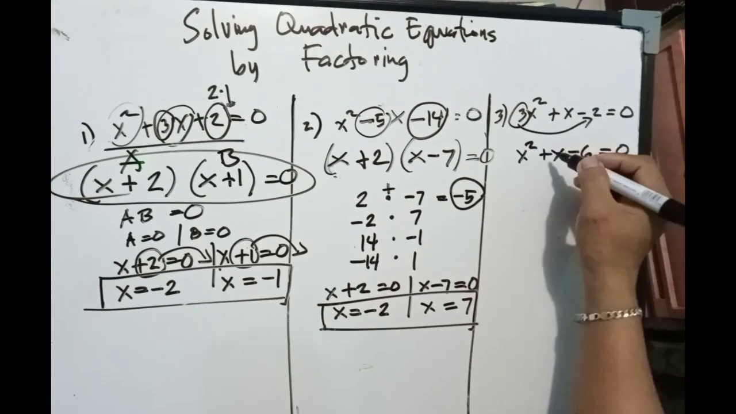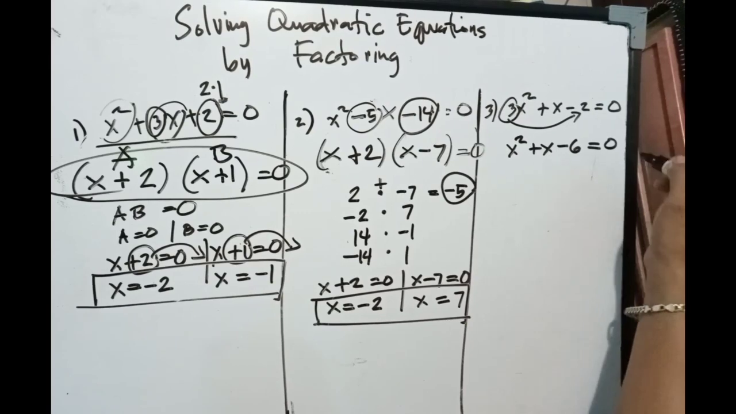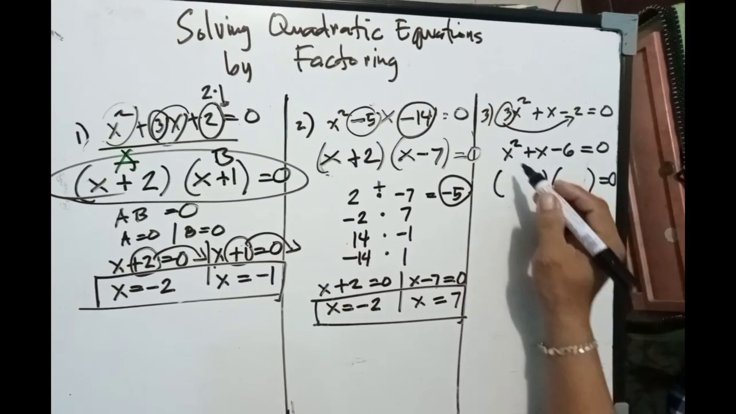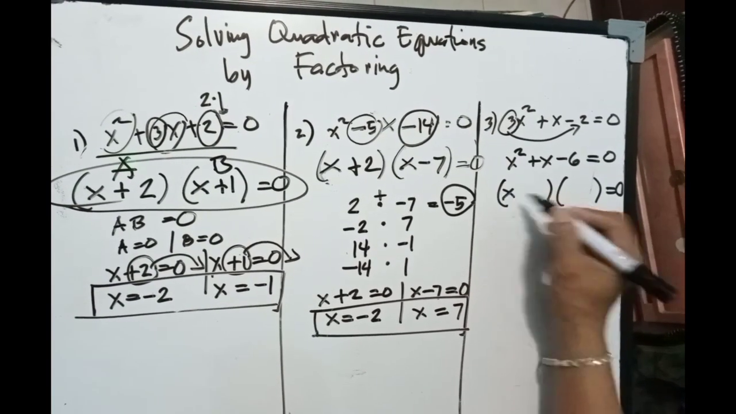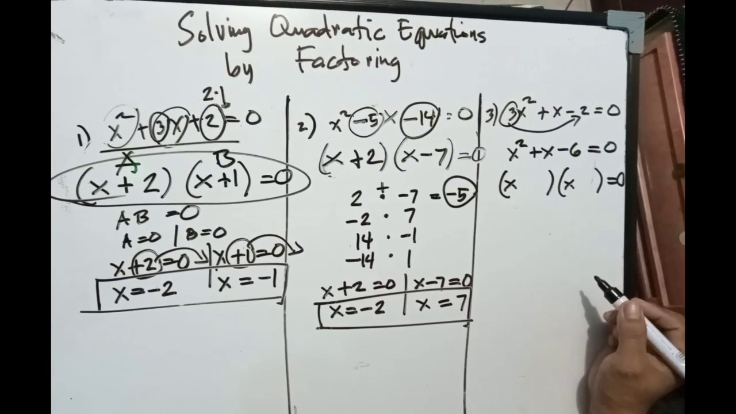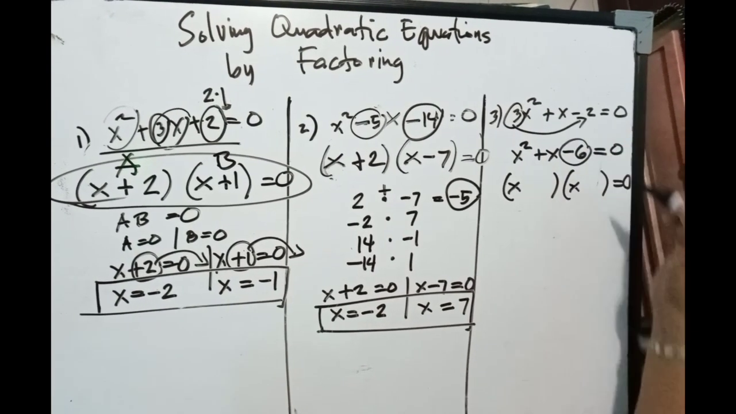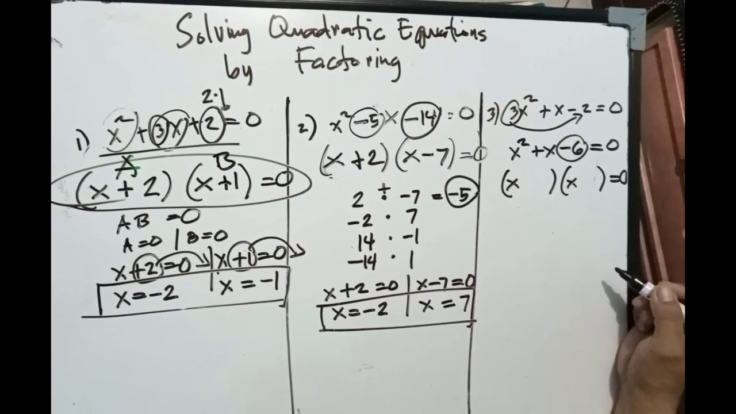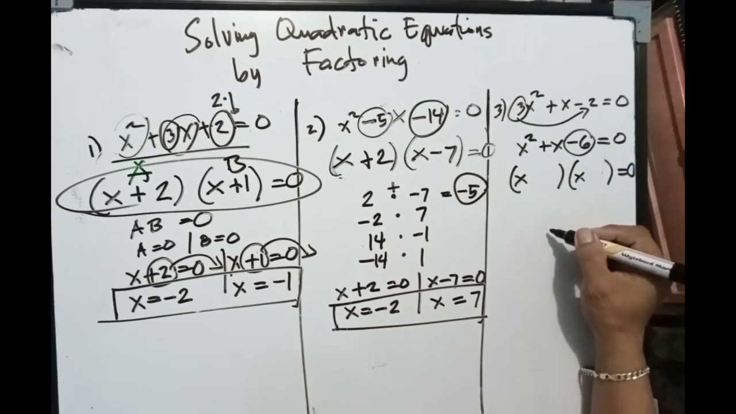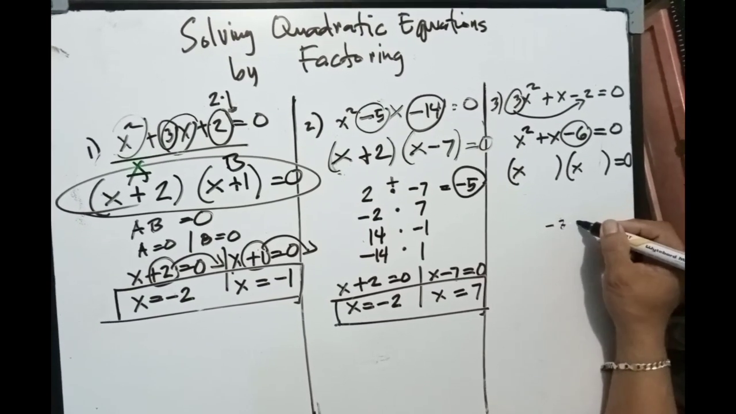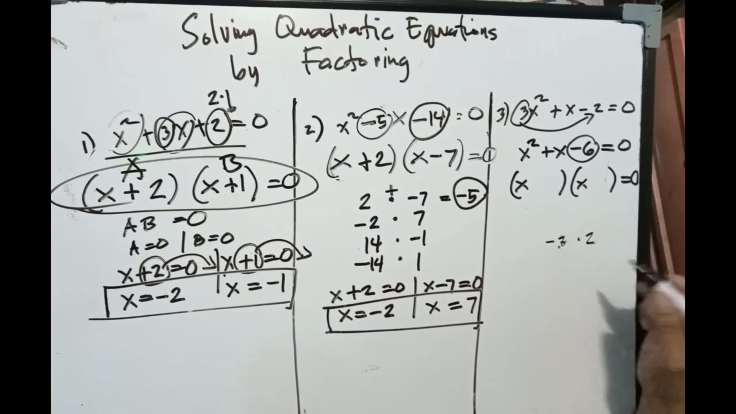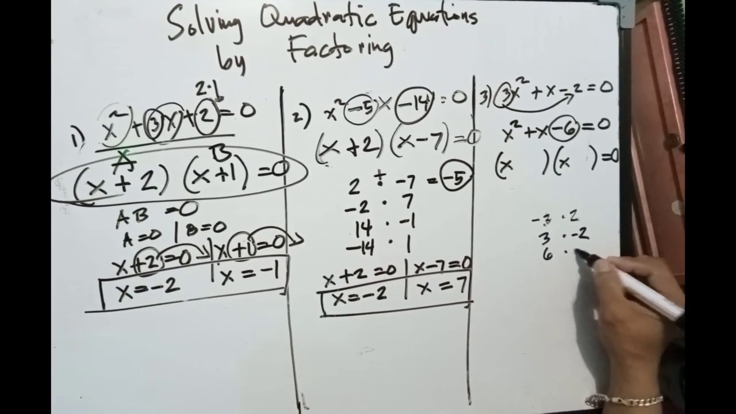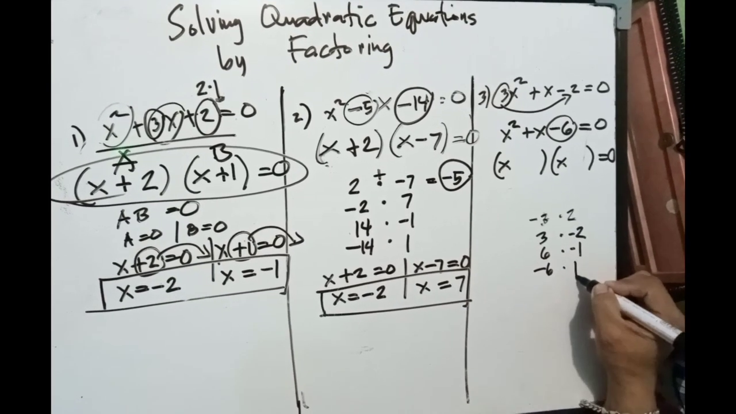Then factor x squared plus x minus 6 equals 0. Use two quantities equals 0. Break down x squared into two factors, x and x. Then, look for the constant term. What are the factors of negative 6 whose sum is positive 1? What are the factors of negative 6? Negative 3 times 2. Positive 3 times negative 2. 6 times negative 1 or negative 6 times 1.